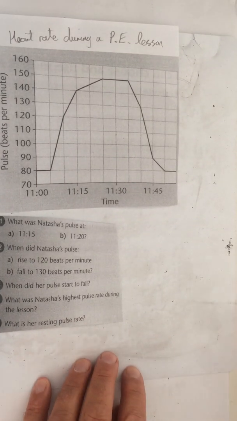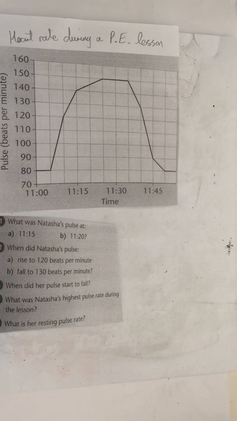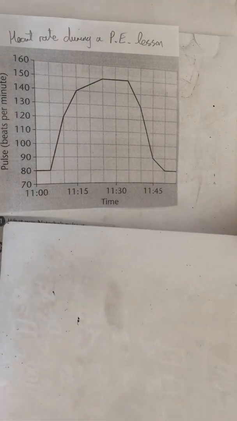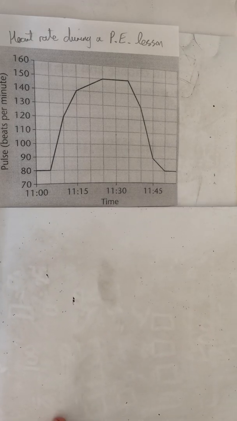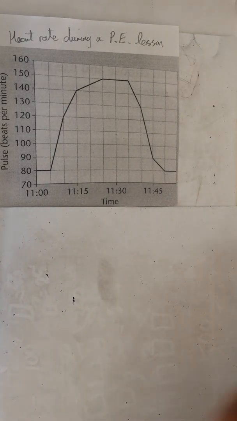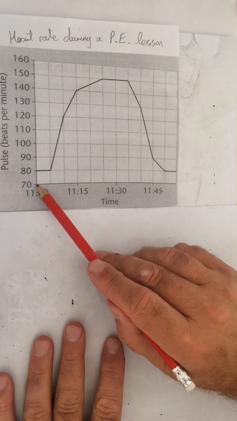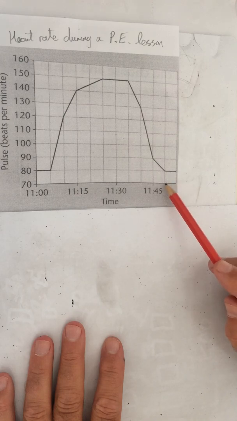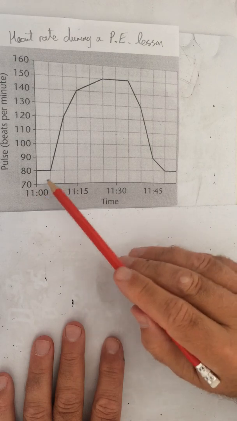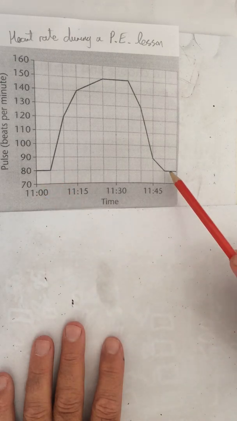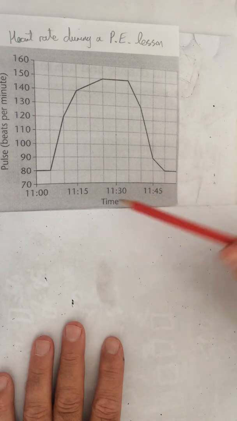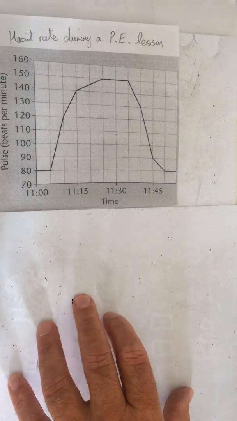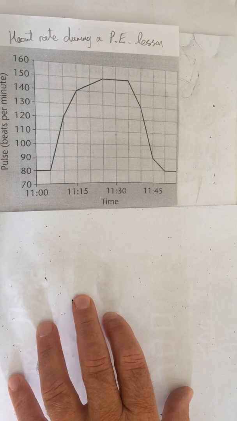Okay, so this is a line graph showing the heart rate during a PE lesson. Hang on, let me just cover this for now. So let's have a little look first of all. Along the bottom we've got the time of the lesson. The lesson starts at 11 o'clock and then we can see it finishes at this time here. I wonder if it maybe starts there. So we'll work out exactly when it starts and when it finishes.